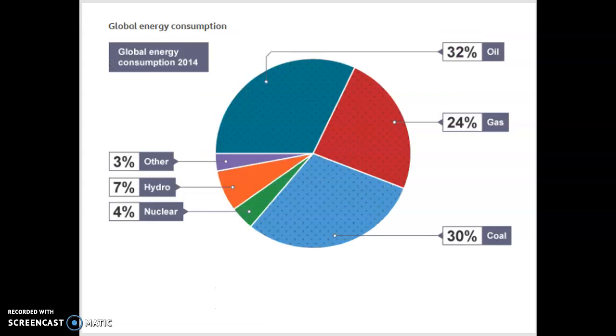Okay, so how many did you get right? This big one up here was oil, this was coal, and this was gas. Now in the years since 2014 we have moved quite a long way from this picture.